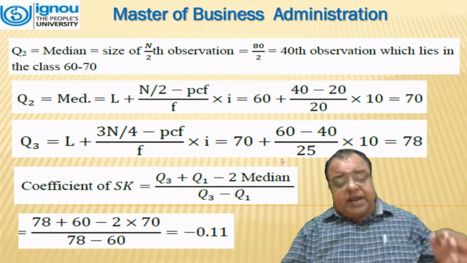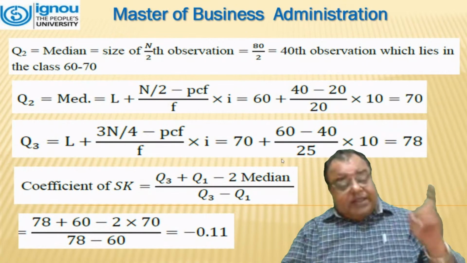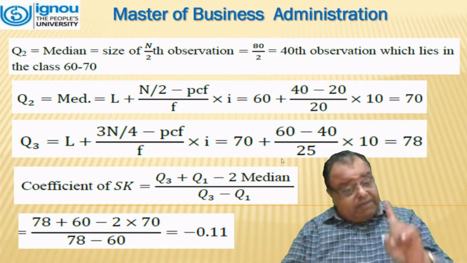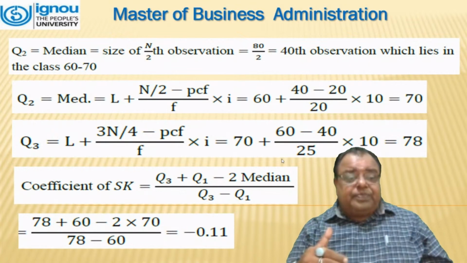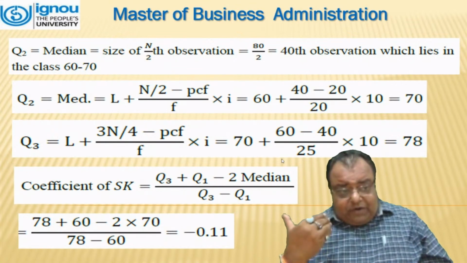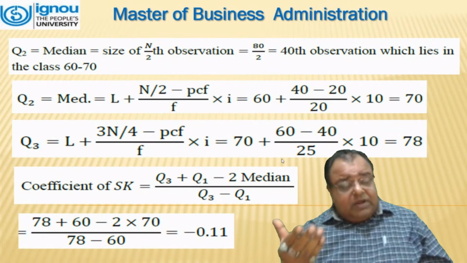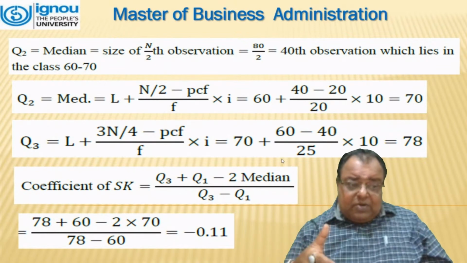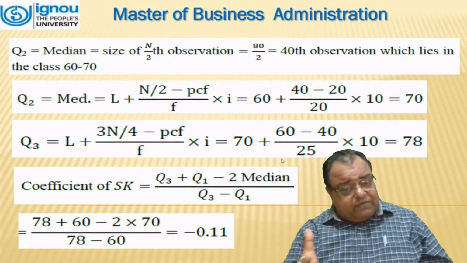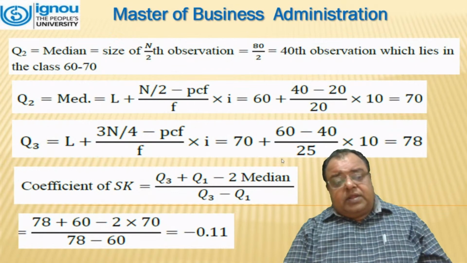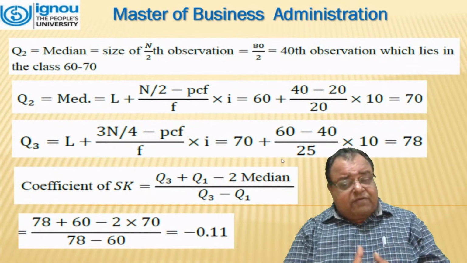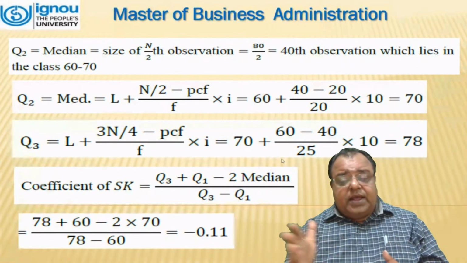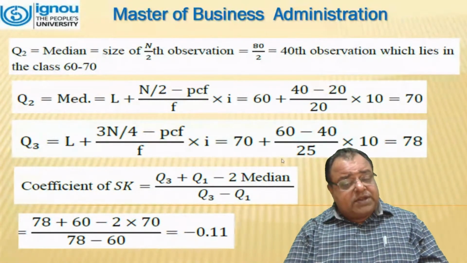Similarly, we will be calculating Q3. In that case, we will be using 3N by 4. The formula remains the same, but for Q1 it is N by 4, for Q2 it is N by 2, and for Q3 it is 3N by 4. So we get 70 plus 60 minus 40 by 25 into 10. After calculation, it comes out to be 80 here.